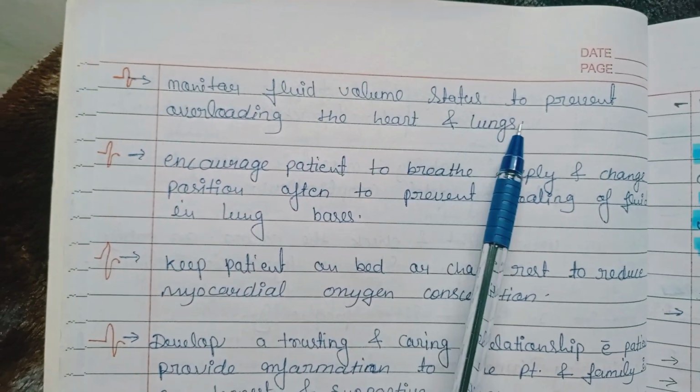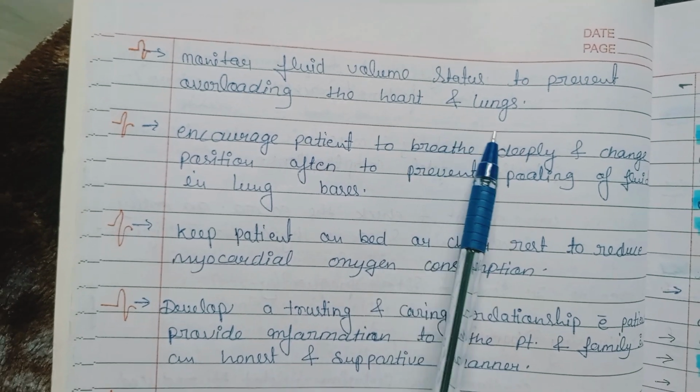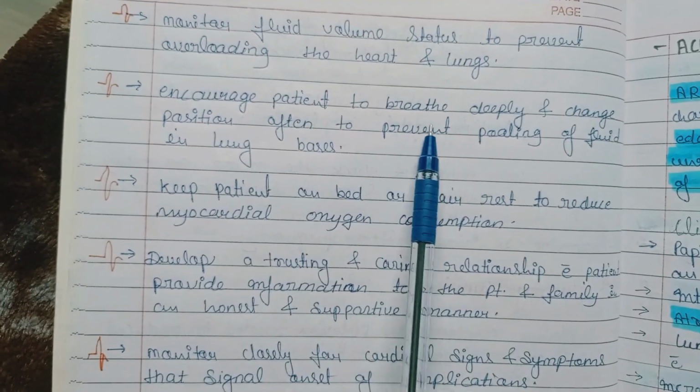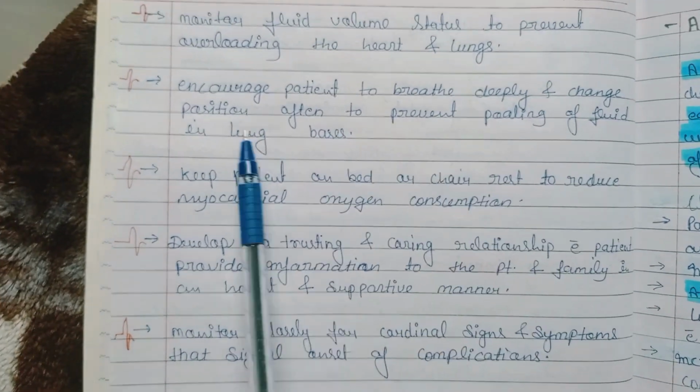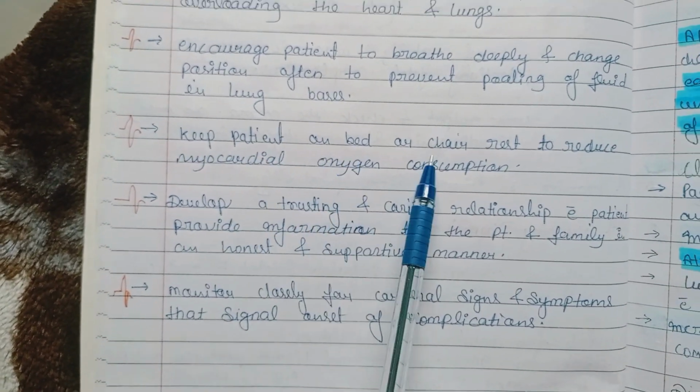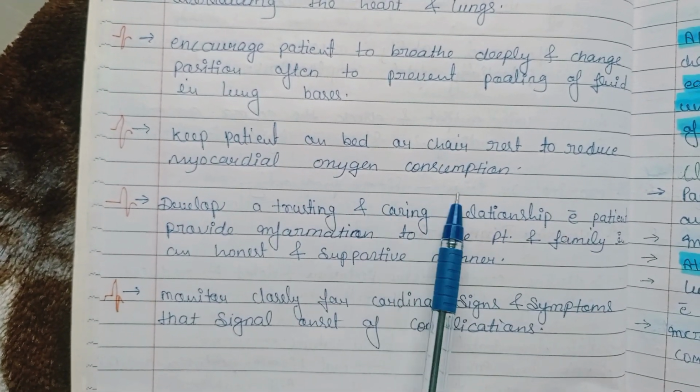Monitor fluid volume status to prevent overloading the heart and lungs. Encourage the patient to breathe deeply and change position often to prevent the pooling of fluid in the lung bases. Keep the patient on bed or chair rest to reduce myocardial oxygen consumption.